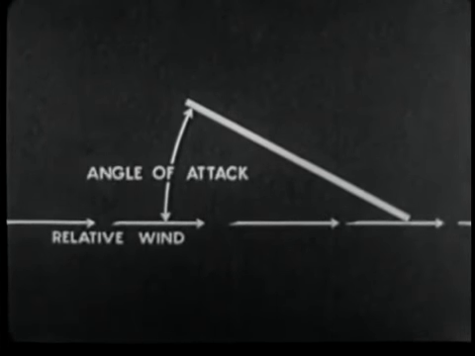Expressed as an equation, the lift is equal to a coefficient, which is determined by the angle of attack and shape of the airfoil, multiplied by the density of the air, multiplied by the area of the wing, multiplied by the velocity of the wind squared.